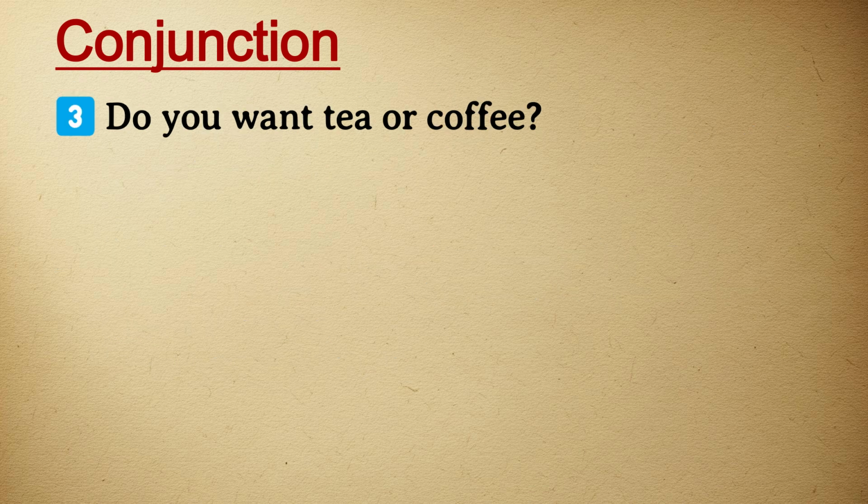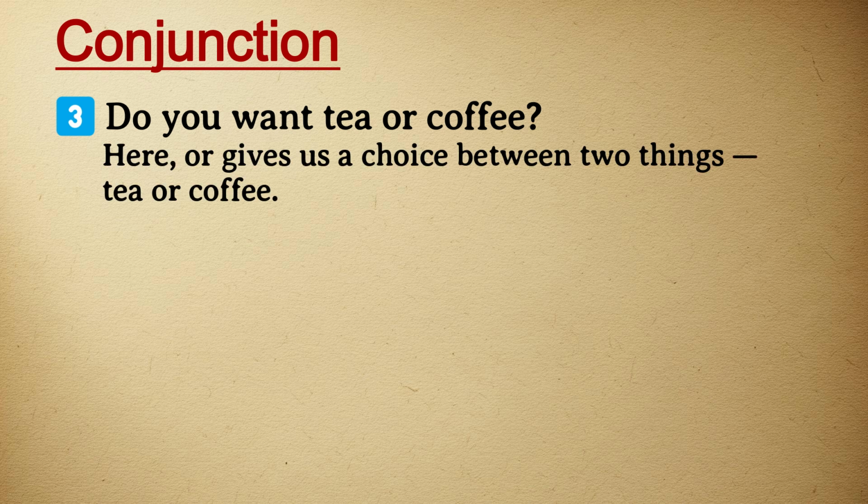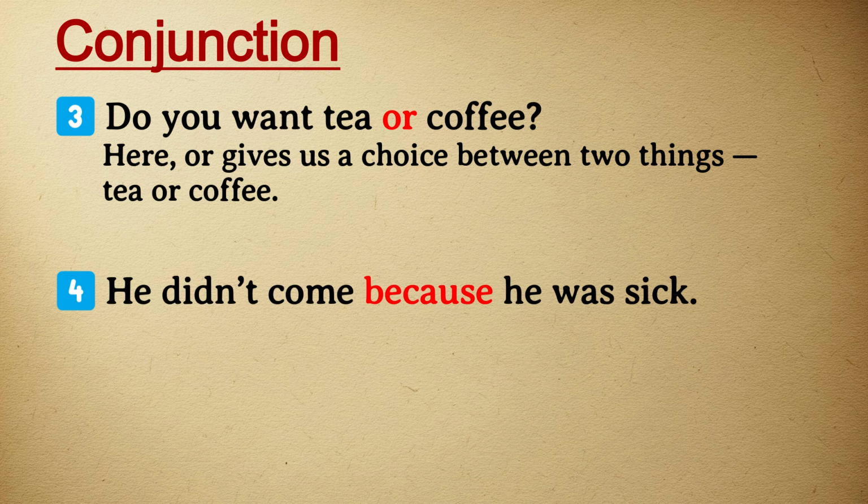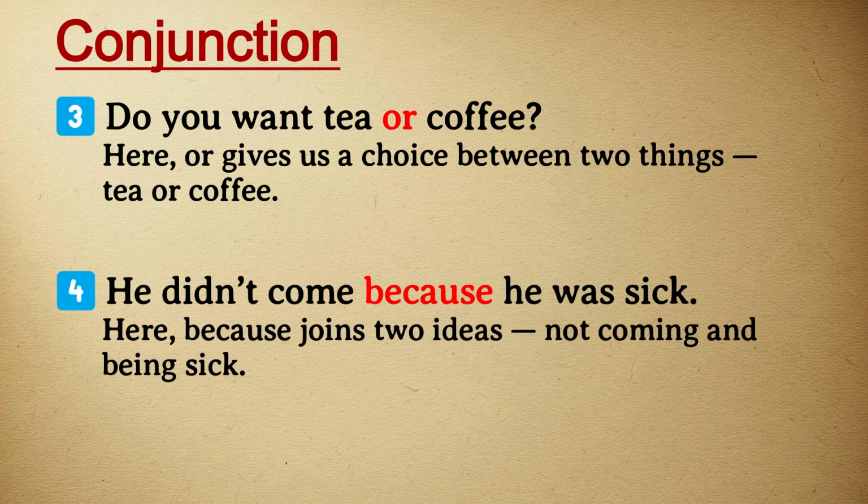3. Do you want tea or coffee? Here, or gives us a choice between two things, tea or coffee. So or is a conjunction of choice. 4. He didn't come because he was sick. Here, because joins two ideas, not coming and being sick. It shows reason or cause.